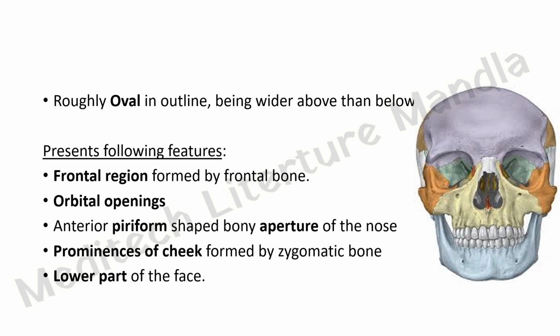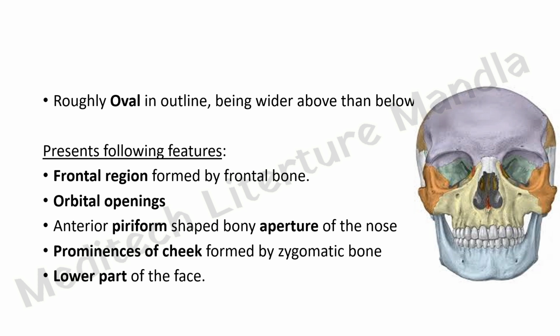Then below the frontal region there are two orbital openings. Below the orbital openings in the medial plane lies the pyriform aperture of the nose. Lateral to it are the prominences of the cheek, which are formed by zygomatic bone, and then comes the lower part of the face, which is formed by maxilla and mandible.